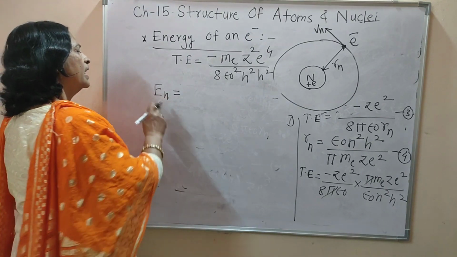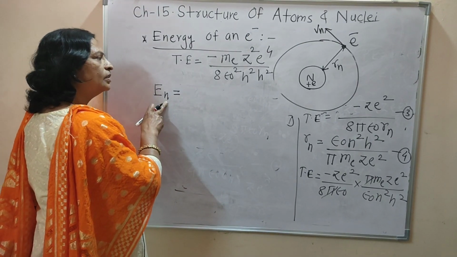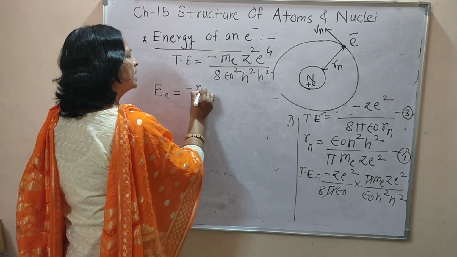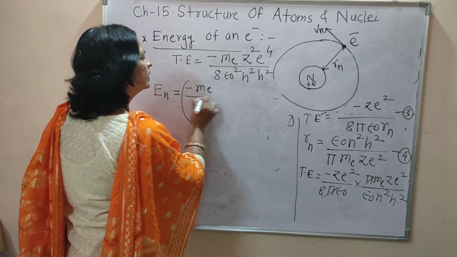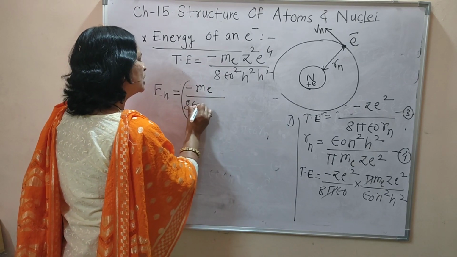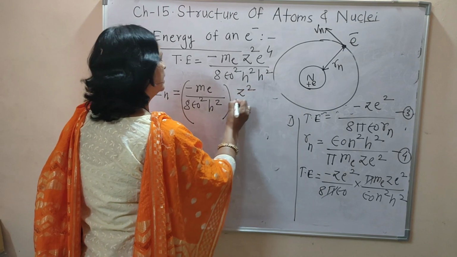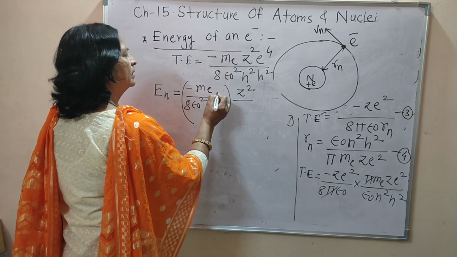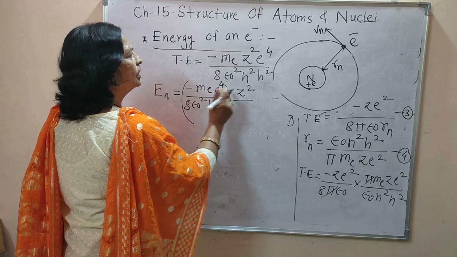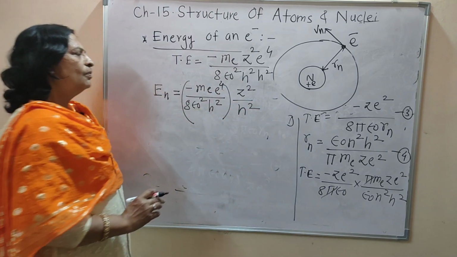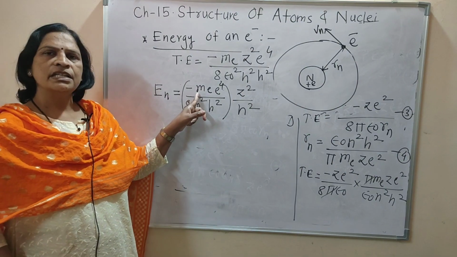En, that is the energy of electron in nth orbit, that is minus me e raised to 4 Z square divided by 8 epsilon naught square h square n square. Now see the quantities in the bracket.